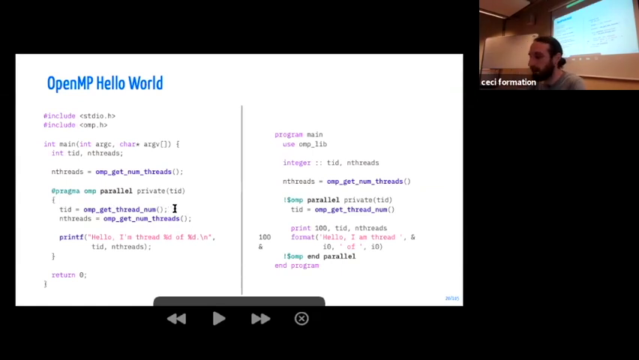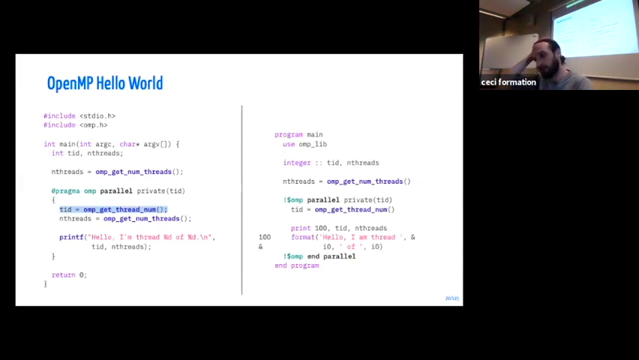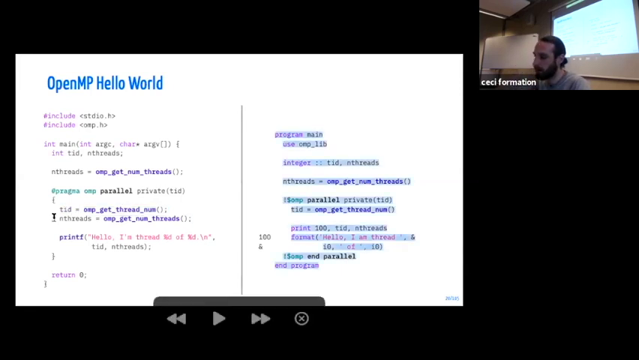Anyway, we get the thread ID using OpenMP, and the number of threads, which is the number of threads that we are running at the moment. Then we get the number of threads, it is in the parallel region, and then we print that.